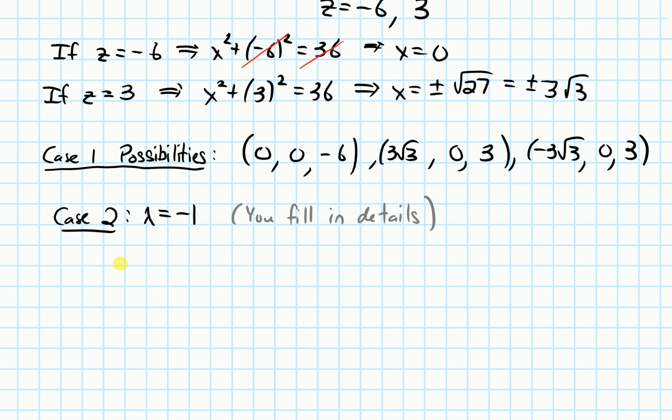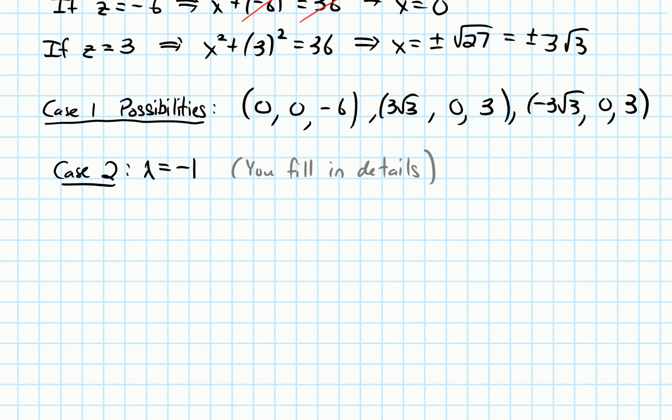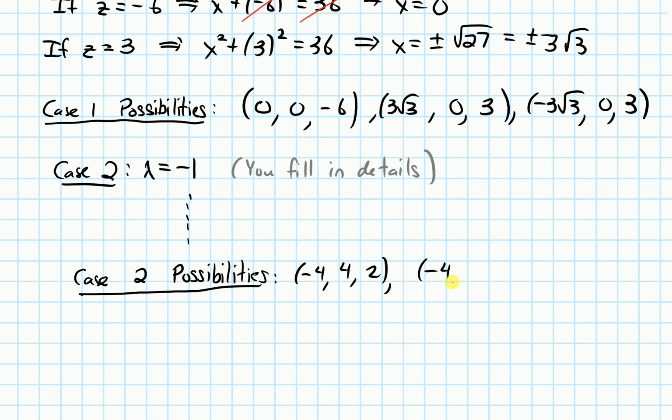Okay, but so if we work this out, what we end up getting is that the case 2 possibilities are negative 4, 4, 2, and negative 4, negative 4, 2. So we have 2 possible points in case 2.